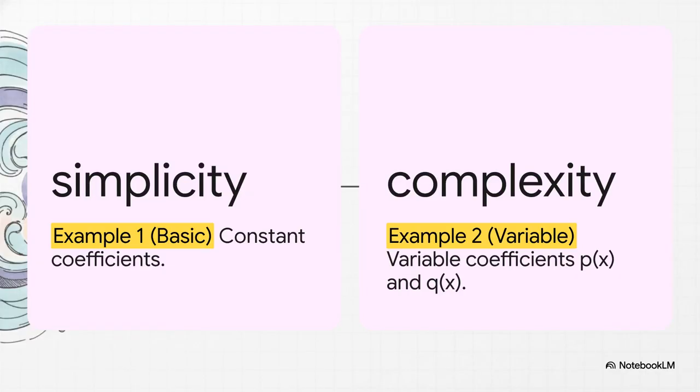Let's just put them side by side for a second. Our first example had nice, simple, constant coefficients. The second one had those more complex variable coefficients. But even though the functions looked totally different, the 5-step process we used to solve them was exactly the same. That's the real power of this method.